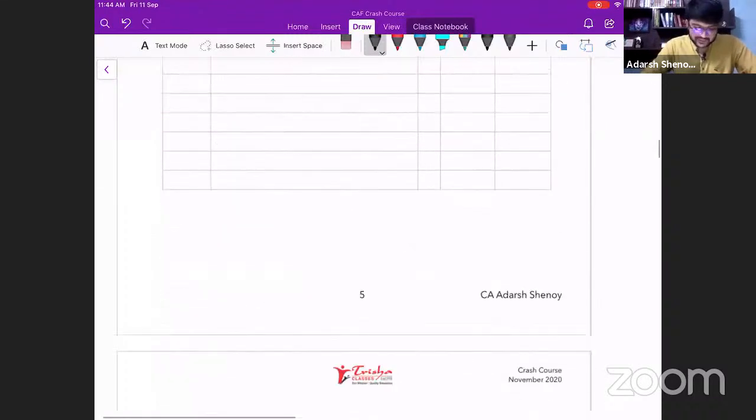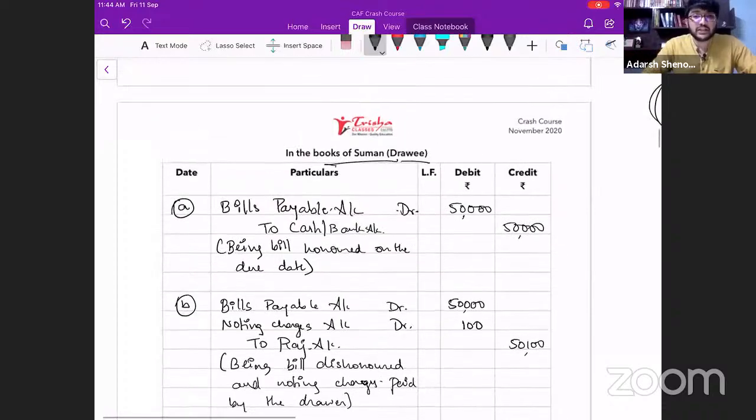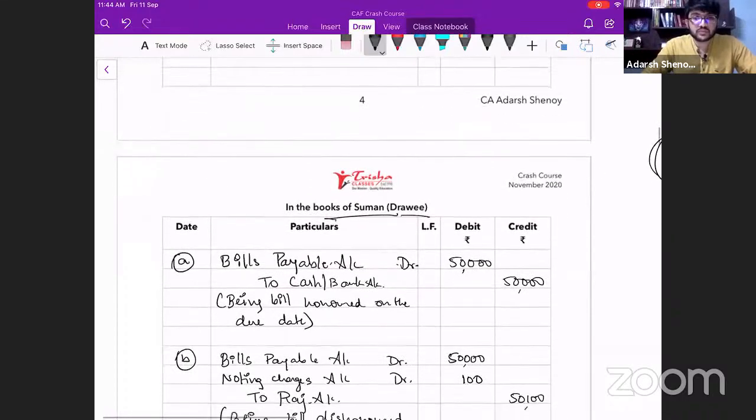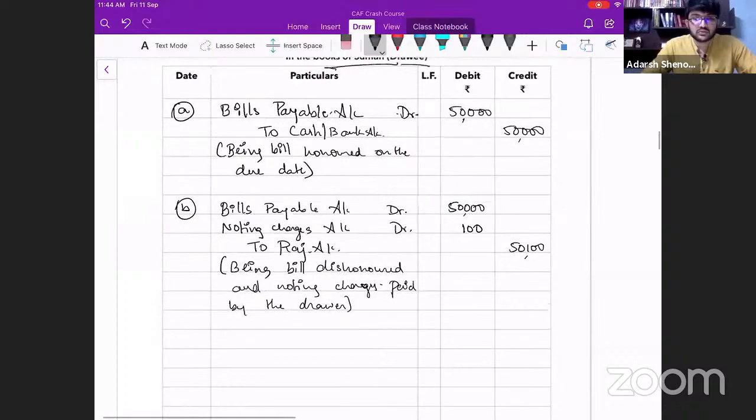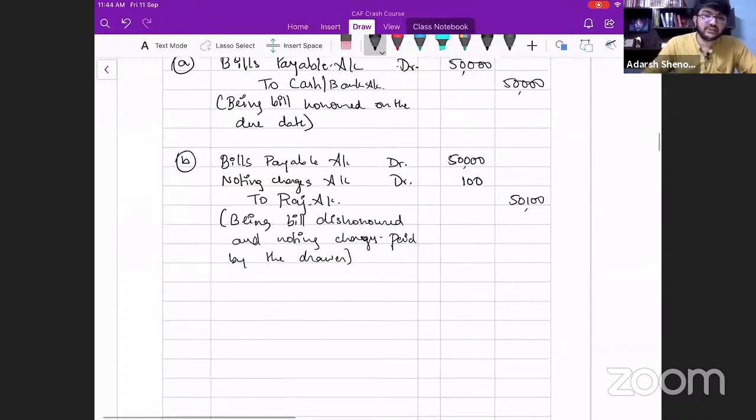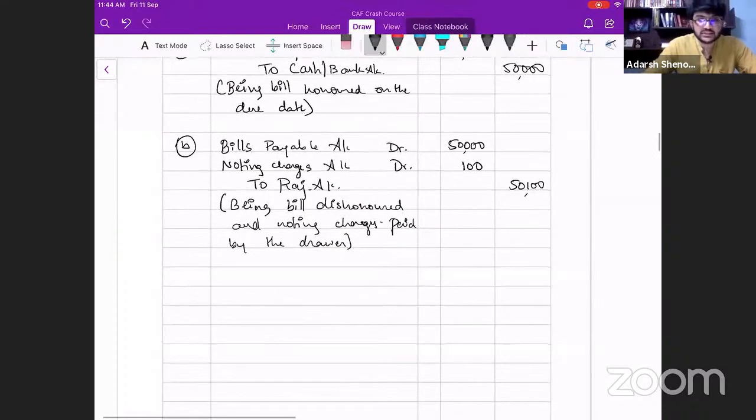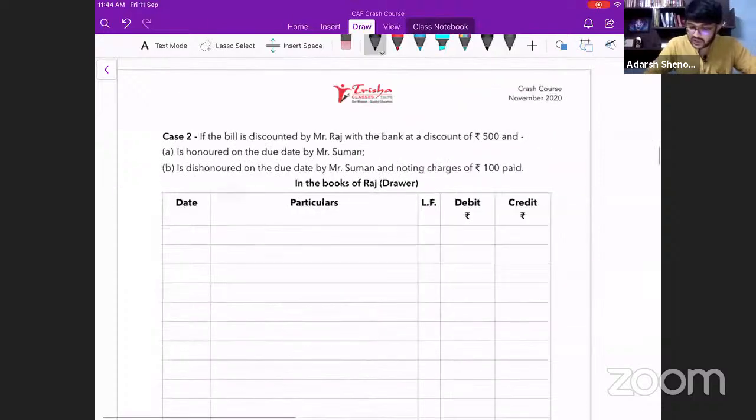Okay, can we go to the next case? Case 1 is clear, everyone. I want yes or no. Yes. Case 2 now. We will go to the next case, case 2. What is happening in the second case?